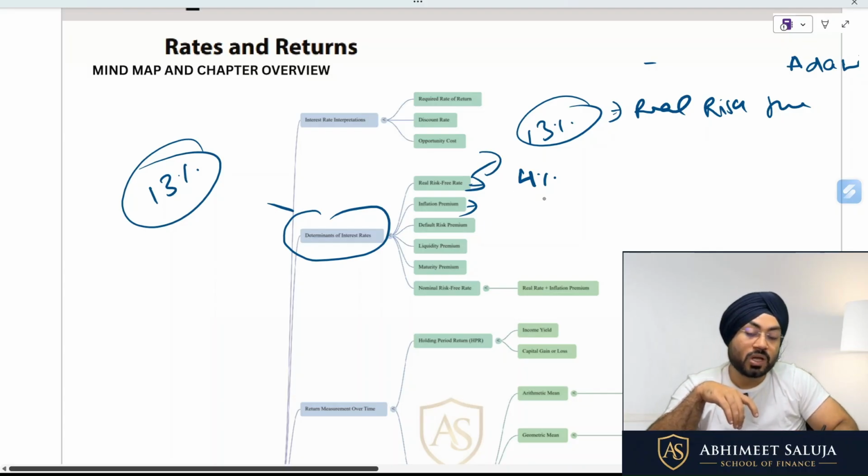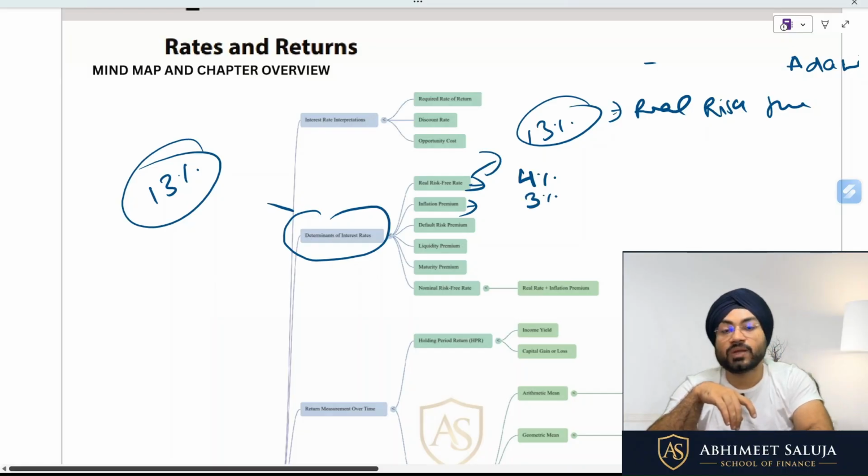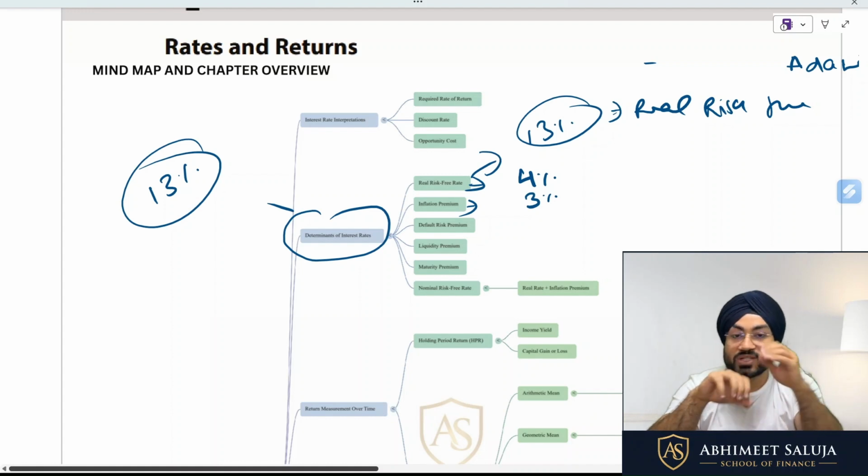So suppose inflation premium is 3%. Money will lose 3% of its value every year. I need compensation for that. So this is basically 3%.